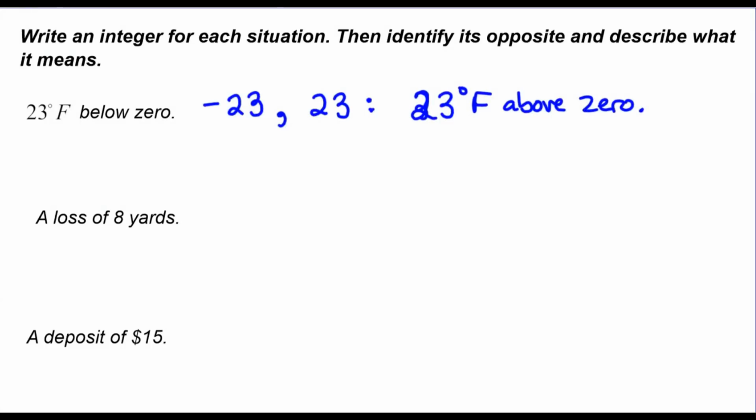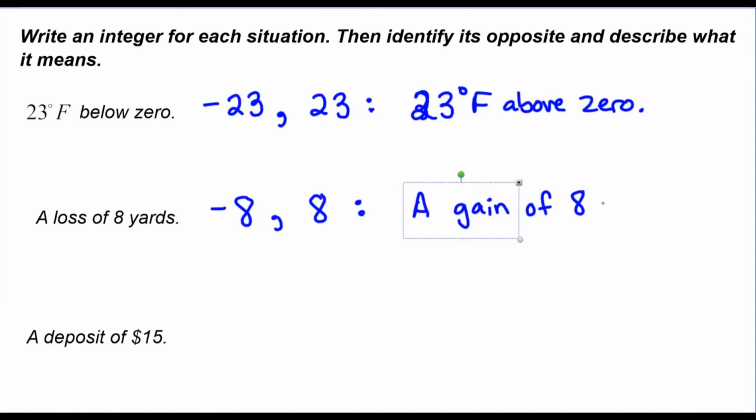And then a loss of 8 yards. We're talking about maybe a football game here. So for a loss of 8 yards, an integer to represent that value would be -8, and its opposite would be +8. And a +8 in football would represent not a loss, but a gain of 8 yards.